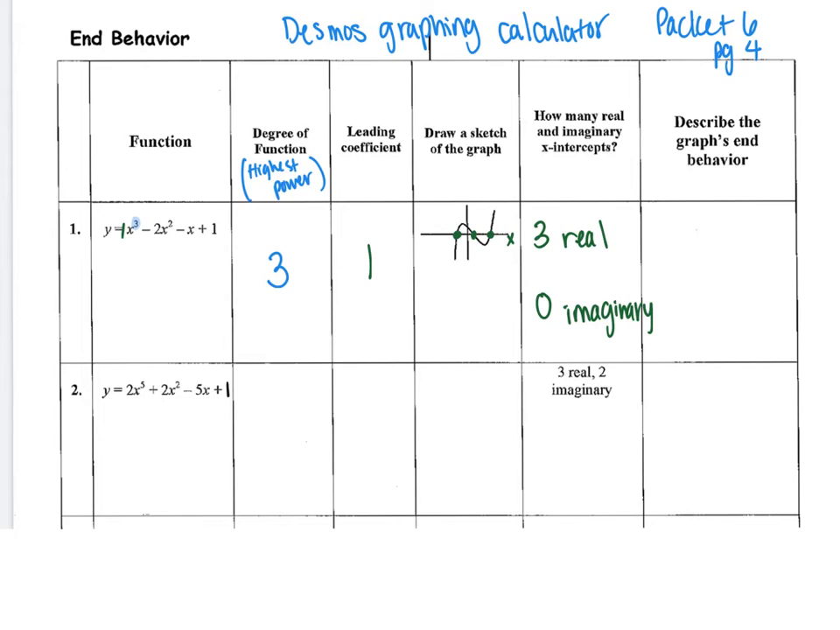So 0 imaginary. And then when it just says to describe the graph's end behavior, that's talking about the left and right end behavior. So which way is it pointing on the left and right side? Looking at this graph here, it looks like the left side's pointing down and the right side's pointing up. So left is down, right is up.